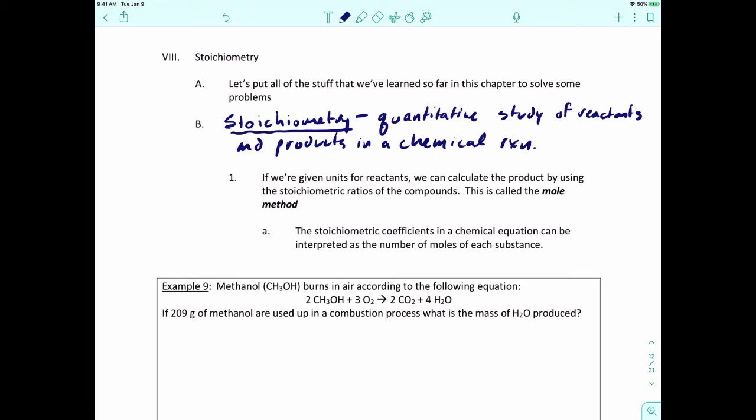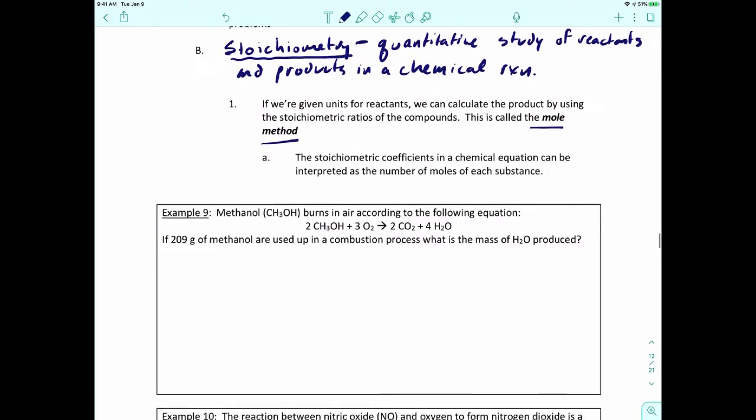So the way that we solve stoichiometry problems, we use a method called the mole method. And the way this works is that we go back to the chemical equation and we take a look at the coefficients, and we use the coefficients as conversion factors from one species to another. So the stoichiometric coefficients in a chemical equation can actually be interpreted as the number of moles for each substance. So let's try out a problem.